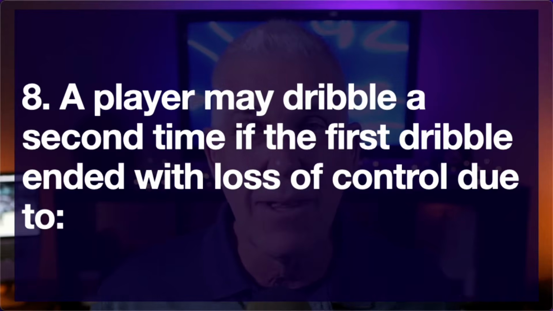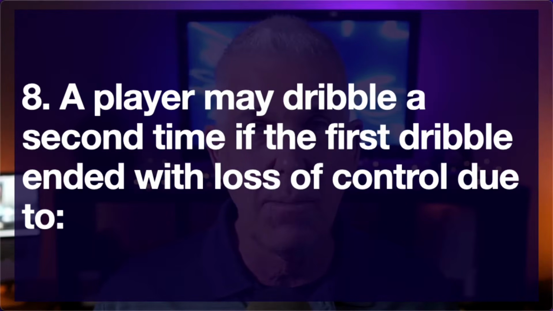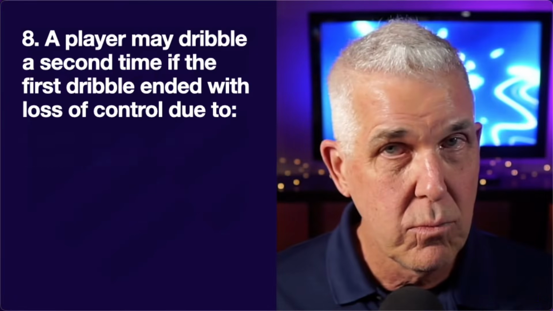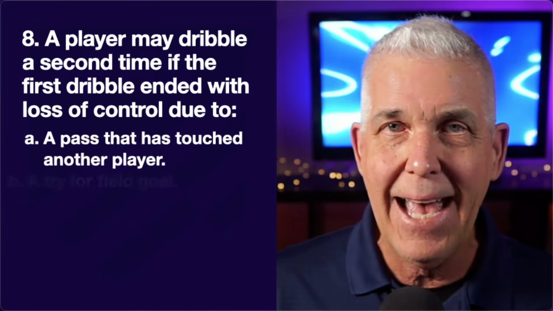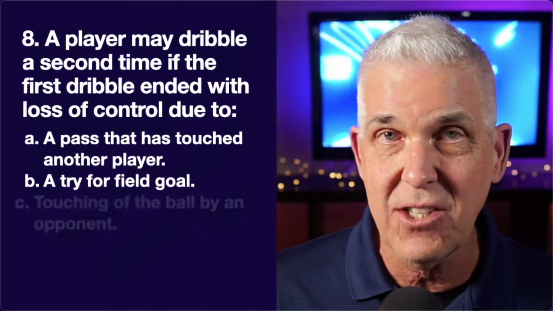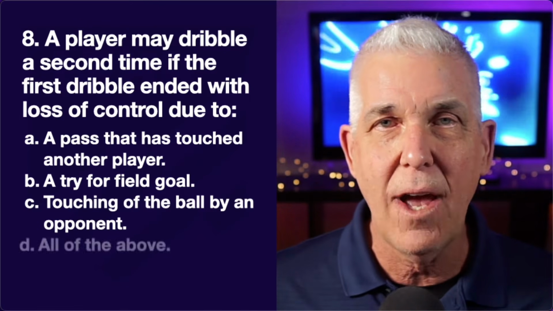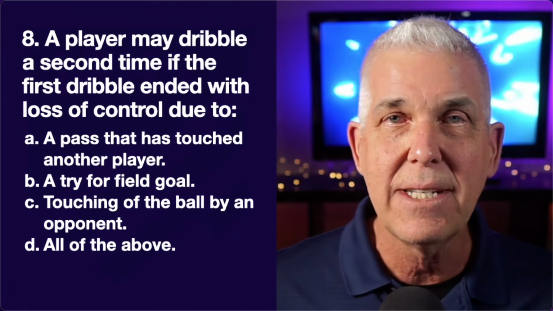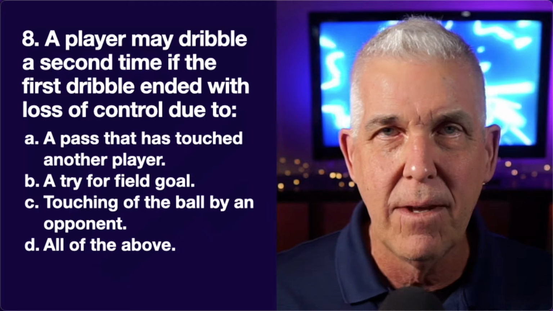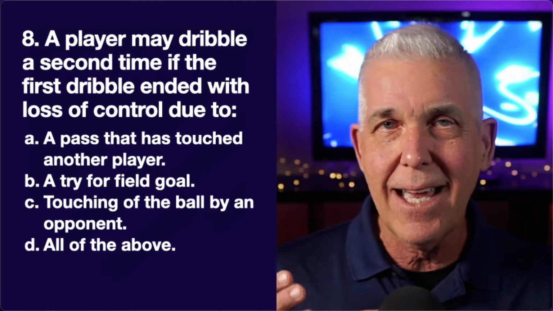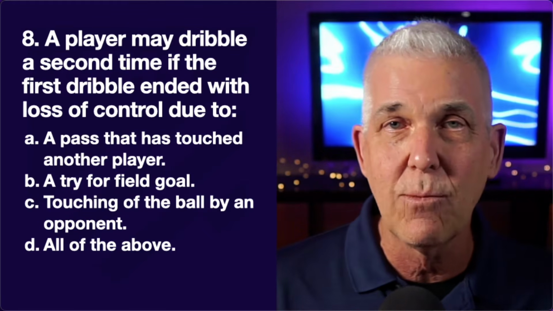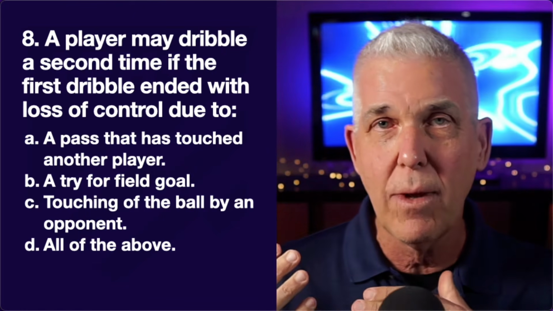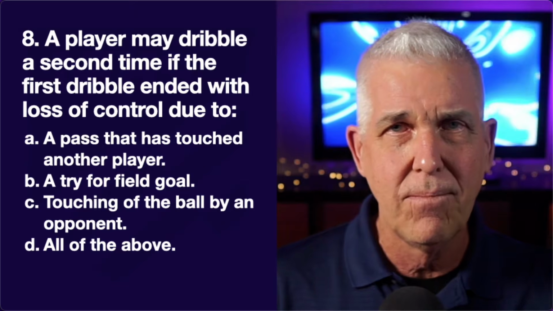A player may dribble a second time if the first dribble ended with the loss of control due to A, a pass that has touched another player, B, a try for field goal, C, touching of the ball by an opponent, or D, all of the above. A player may dribble a second time if the first dribble ended with the loss of control due to a pass that has touched another player.